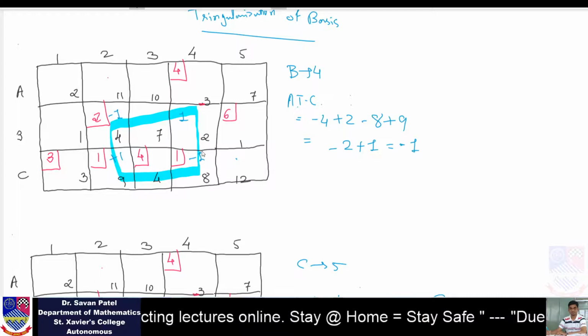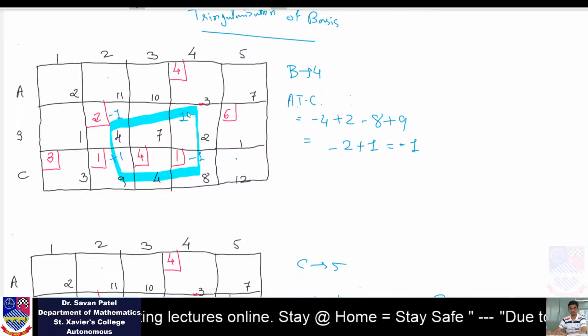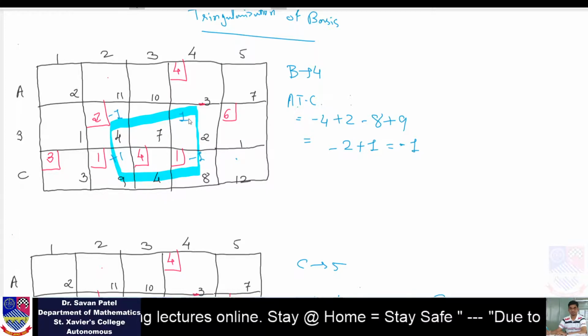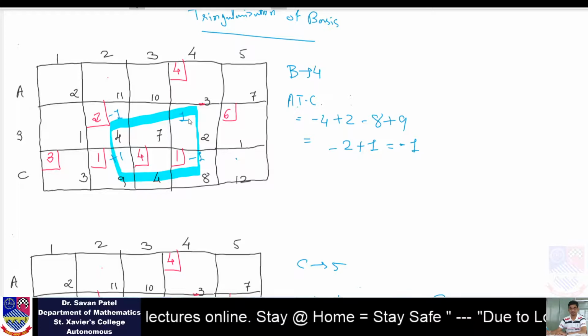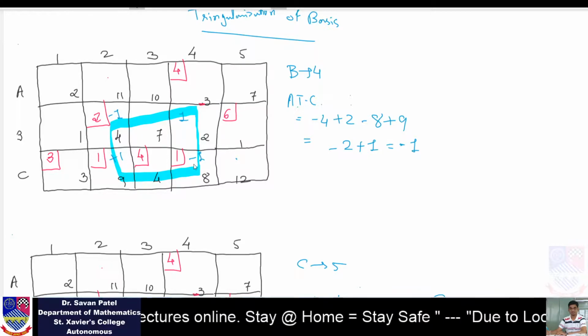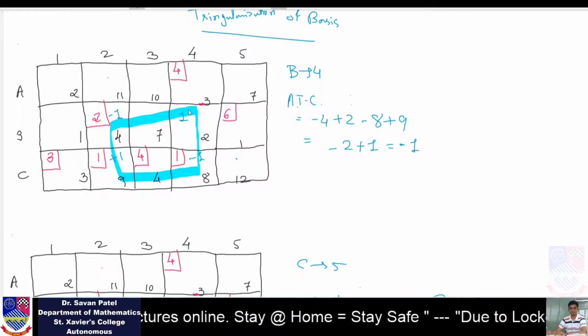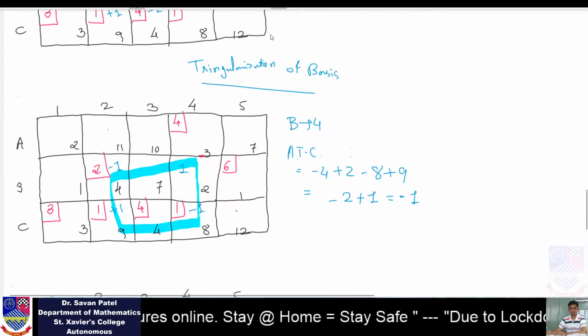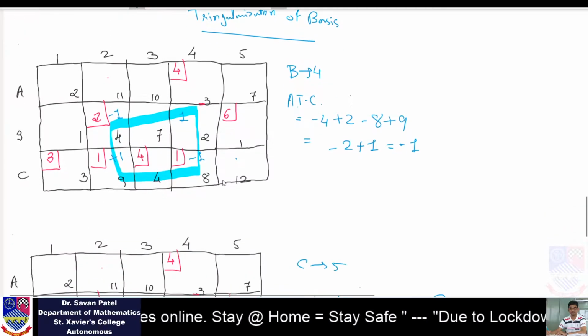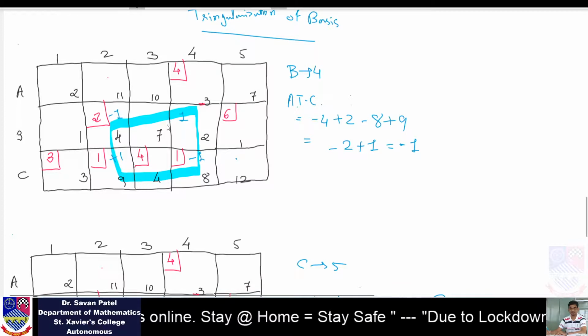So what is the maximum possible transaction? If I go for minus 2 units here, then here minus 2, then I have to subtract minus 2 here, and that is not possible because, as I have said, by this triangularization of basis theorem, we are having only one loop existing in this way.